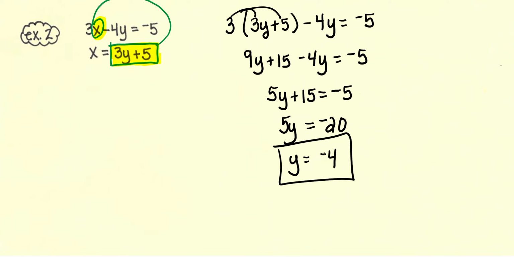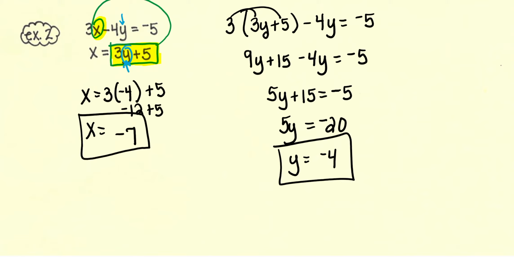Now take that negative 4 and substitute it in one of those y places. I could go here or here, but I think that's our best bet because we want to solve it for x. So x equals 3, but where y is, we're going to substitute negative 4. So I have negative 12 plus 5, and x equals negative 7. Once again, we can write that as an ordered pair, -7, -4. Okay, let's look at example 3.